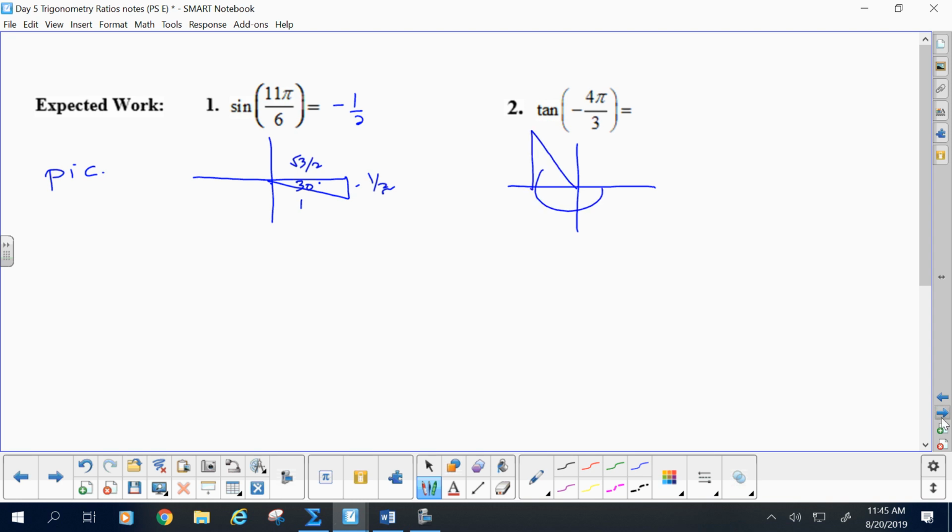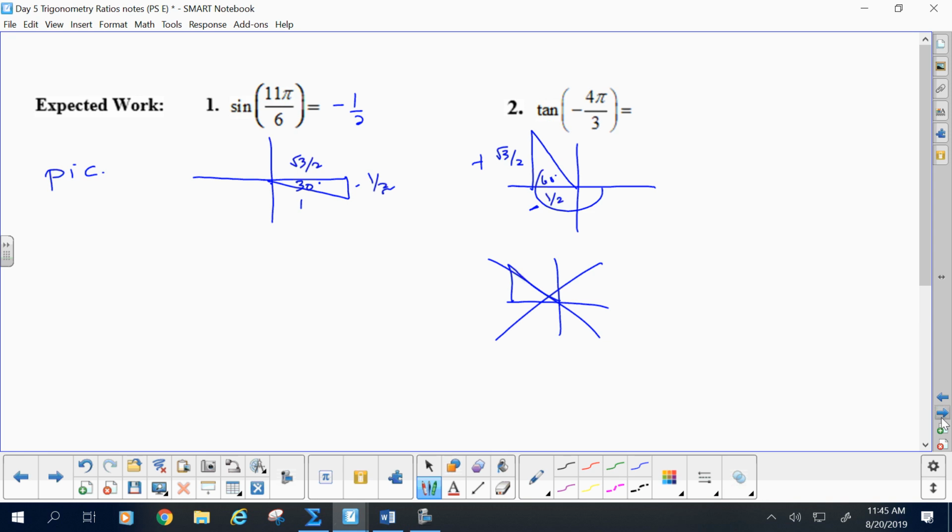So we should have a 60-degree angle. Again, it shouldn't look lame and like an isosceles triangle. It should look like you're showing the bigger angle, the 60-degree angle. The shortest side is 1/2. The longest side is root 3 over 2. Signs are negative on the x, positive on the y.